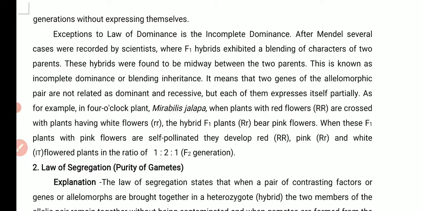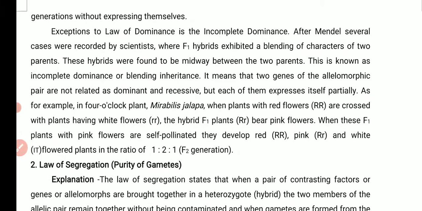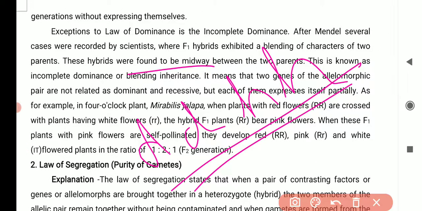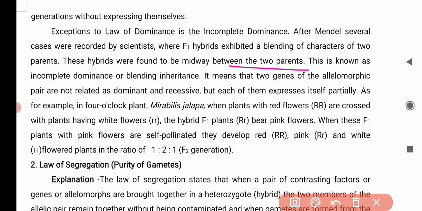It is the law of incomplete dominance. After Mendel, there were many scientists who saw that the F1 hybrid showed a blend. Instead of purple and white flower, they found a pink flower. It was a blending of the characters of both the parents. These hybrids were found to be midway between the parents. This is known as incomplete dominance or blending inheritance.